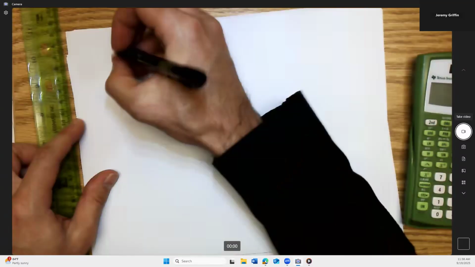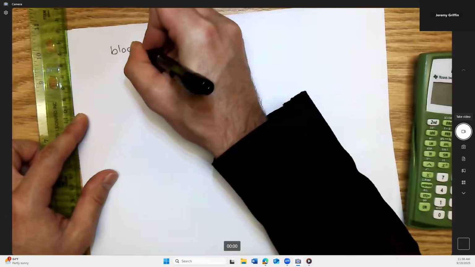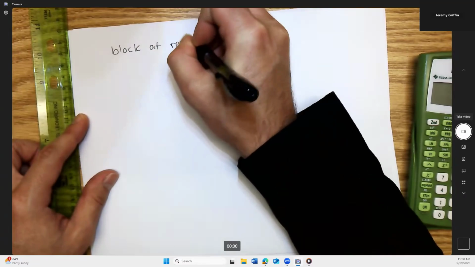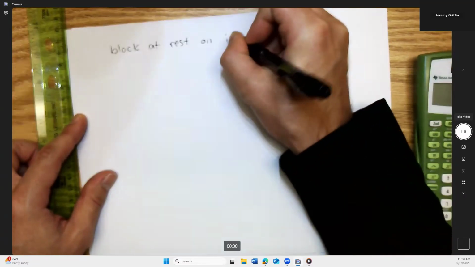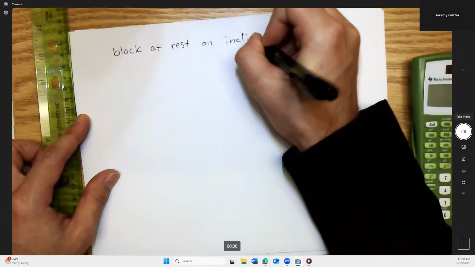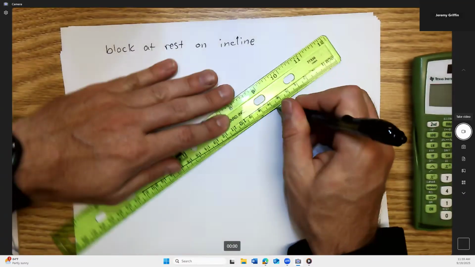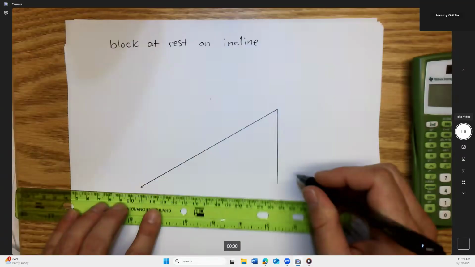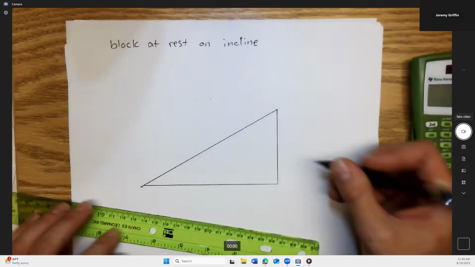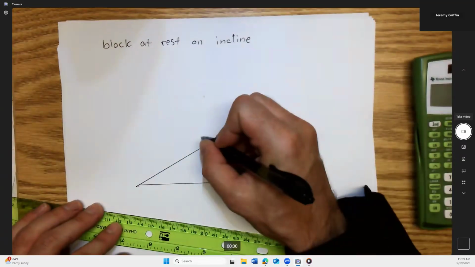Okay. So do a block. Call this in your notes: block at rest on incline. Okay, so draw an incline. We'll do the full analysis for the setup here. And then draw a block.